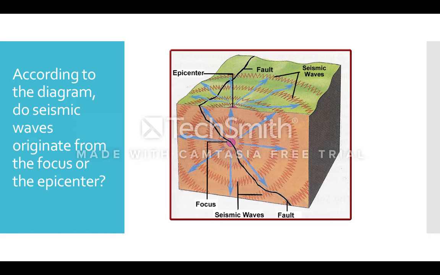According to the diagram, do seismic waves originate from the focus or the epicenter? As you look at the diagram, you can see the red concentric circles which are representing the seismic waves. And you can see that there's a fault in the Earth, which might be a plate boundary, where energy is getting released. As you can see in the diagram, the blue arrows are originating from the focus below ground, and they are moving upwards and outwards until they hit the epicenter. That means that seismic waves originate at the focus and move outwards to the epicenter.